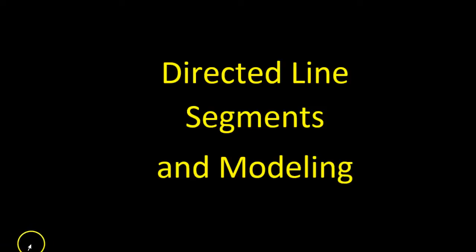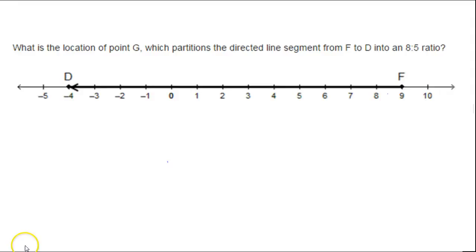Okay, this lesson is about directed line segments and modeling. A directed line segment, you know what a line segment is. It's a set of points running between 2 points, but we're giving it a direction. So we're traveling from F to D.